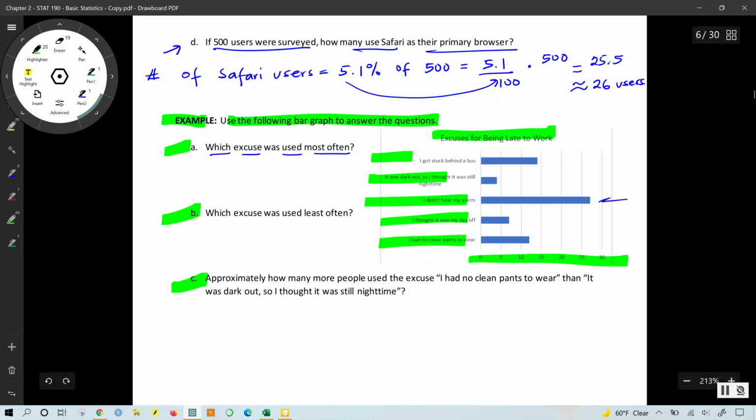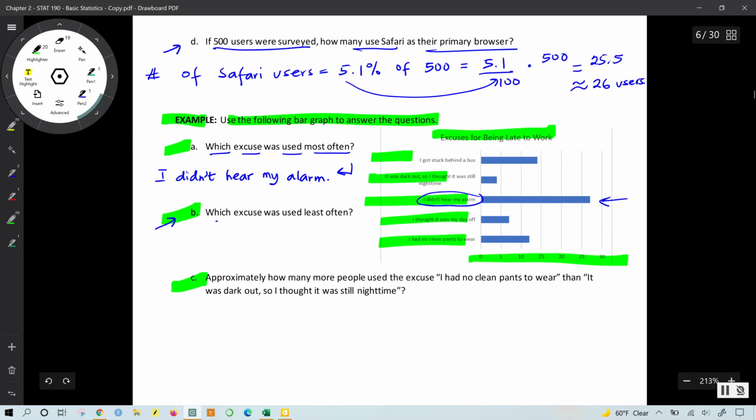Well, just looking at it using the area principle, we see that the tallest bar corresponds to "I didn't hear my alarm." So this would be the excuse used most often. Having written that answer, we proceed to question B. Which excuse was used least often?